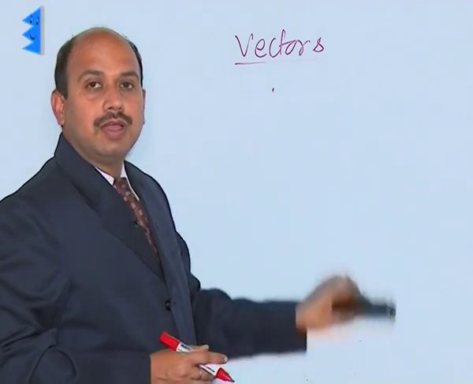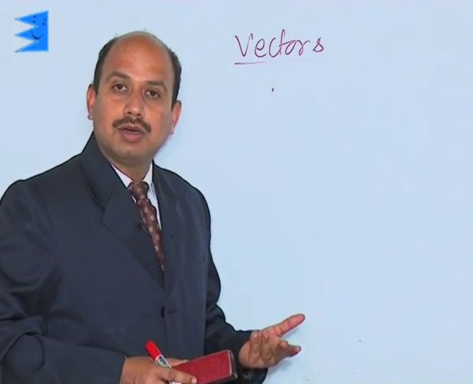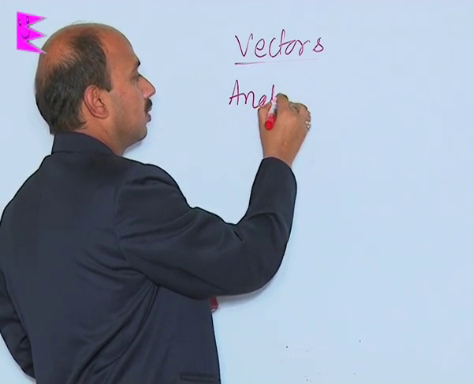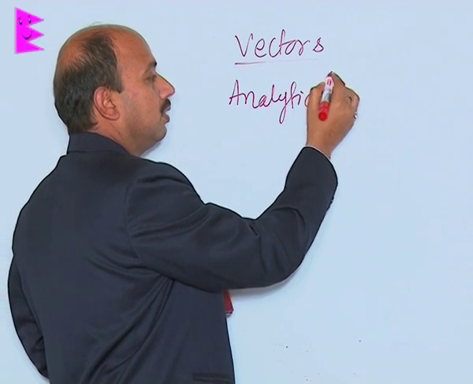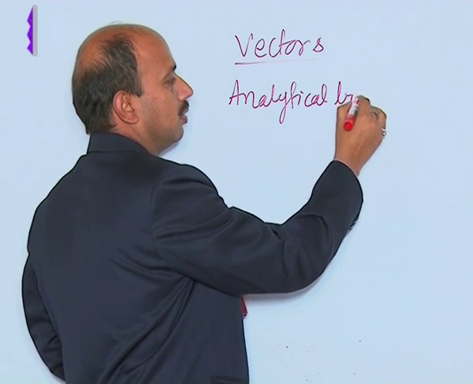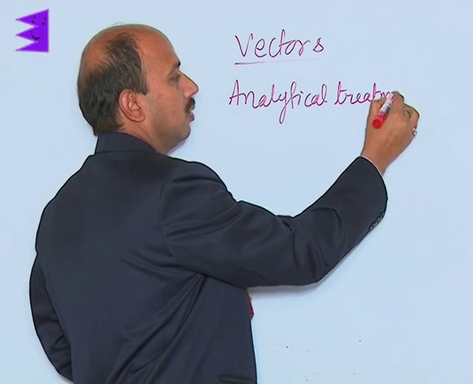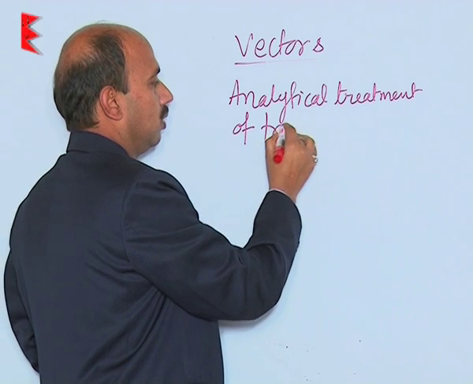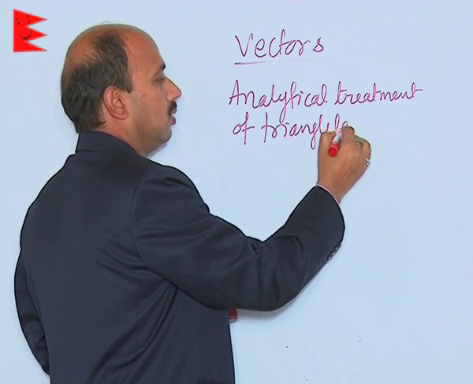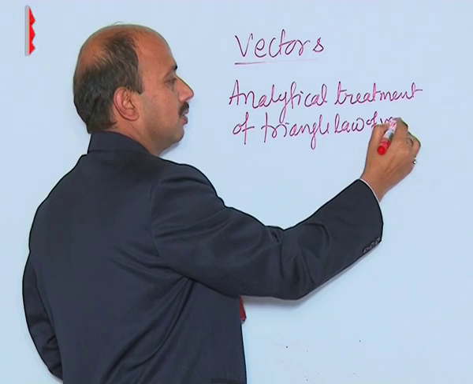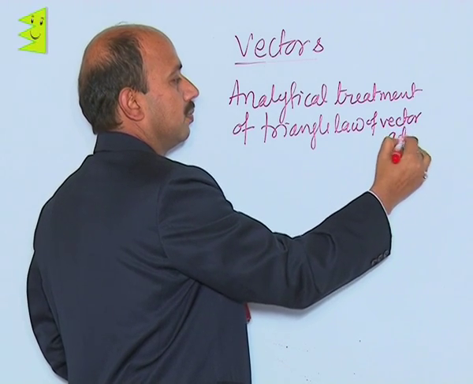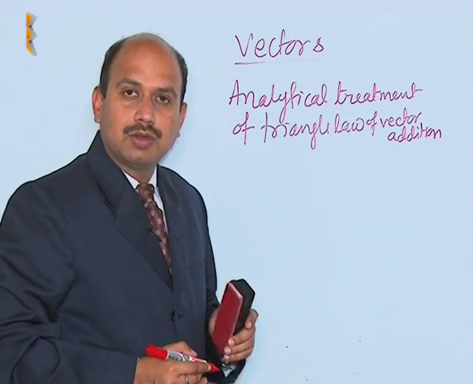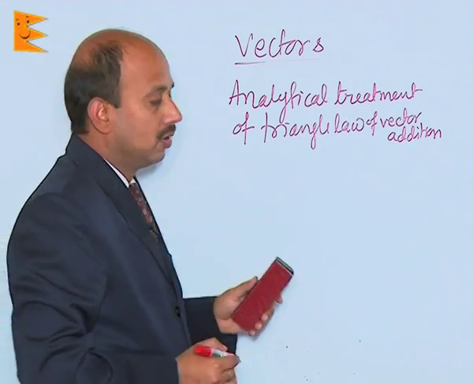that means we have to find out the magnitude of the resultant vector. So, analytical treatment of triangle law of vector addition. Basically, we are going to find out the resultant of 2 vectors.